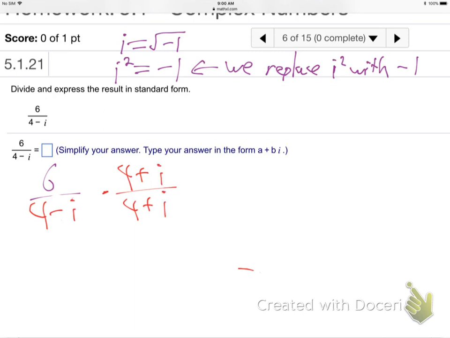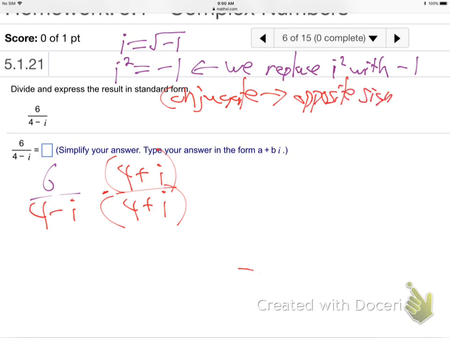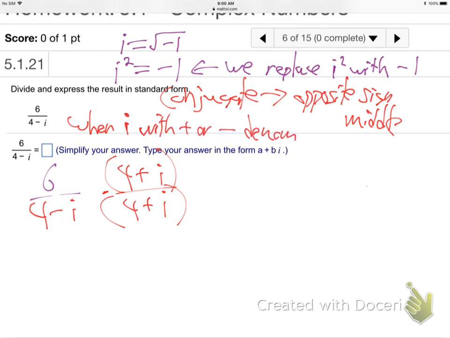Do you remember that from your algebra days? That's called the conjugate. I'm not going to quiz you on the name. Conjugate just means opposite sign in the middle. And so whenever you have an I with plus or minus in the denominator, you do the conjugate thing.